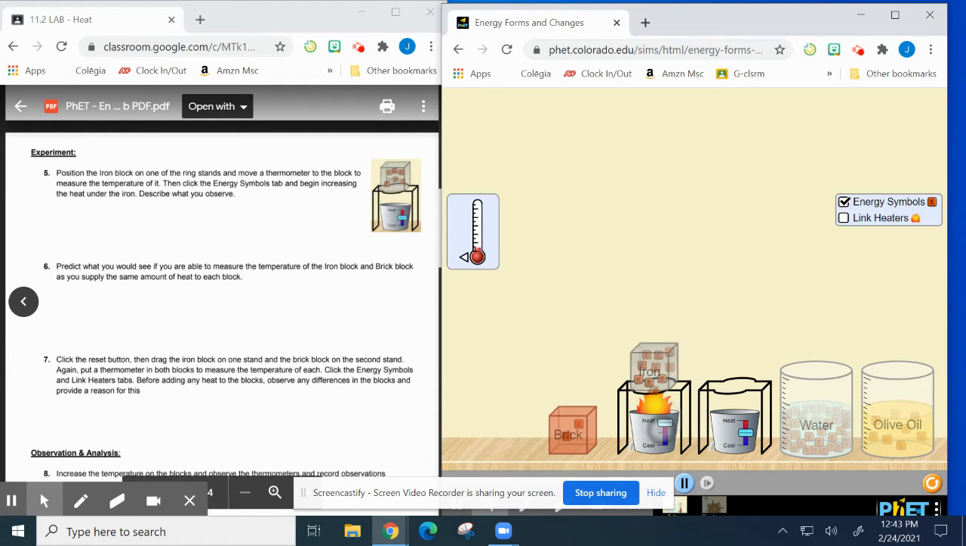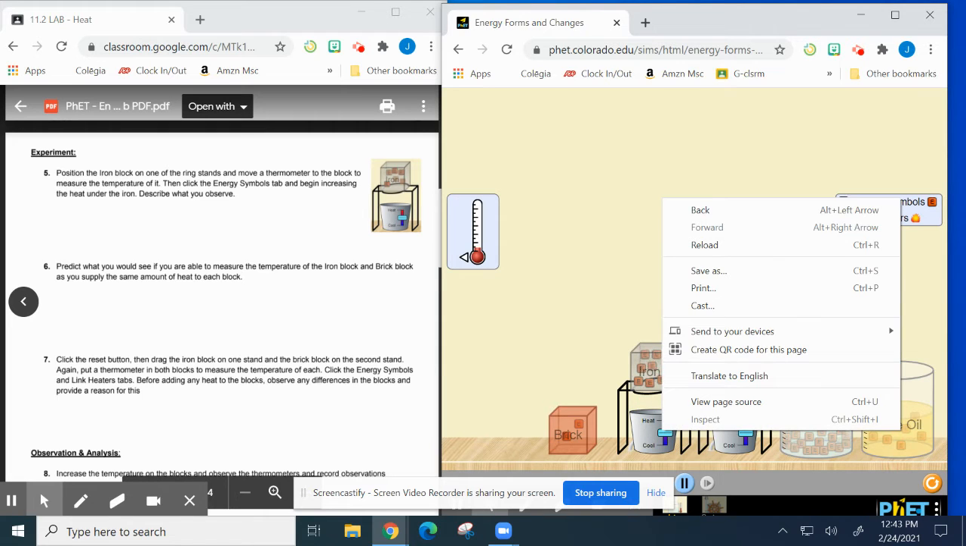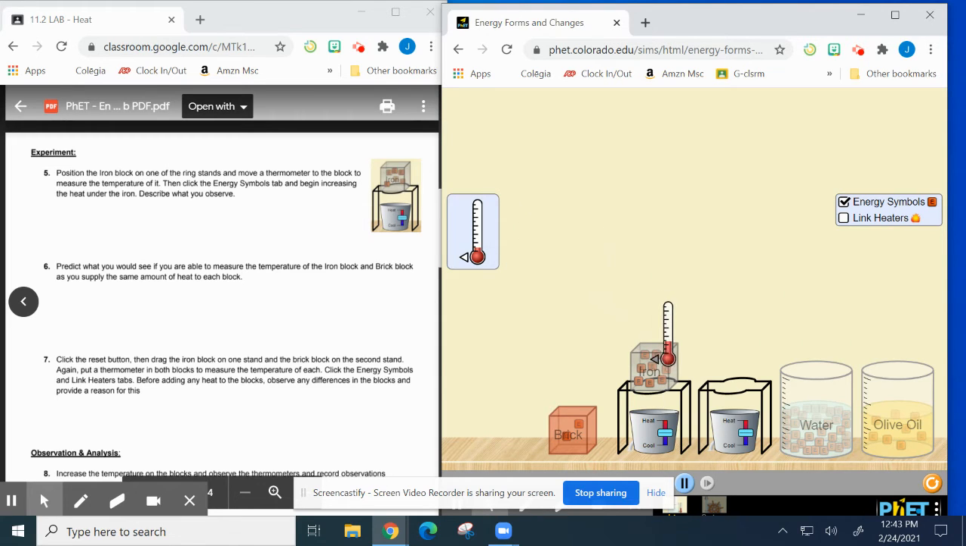Increasing energy. There's more energy in that iron block, right? Predict what you would see if you were able to measure the temperature of the iron block. Oh, we're supposed to have a thermometer on it to measure the temperature. There we go. You can drag as many thermometers as you want. Oh, what is that? That's the heat dissipating off the iron block, right? Because energy dissipates into the air.